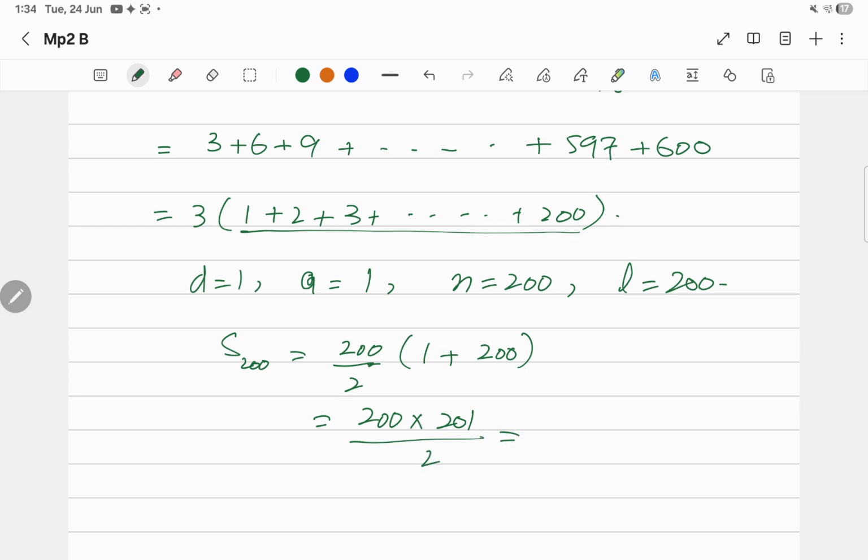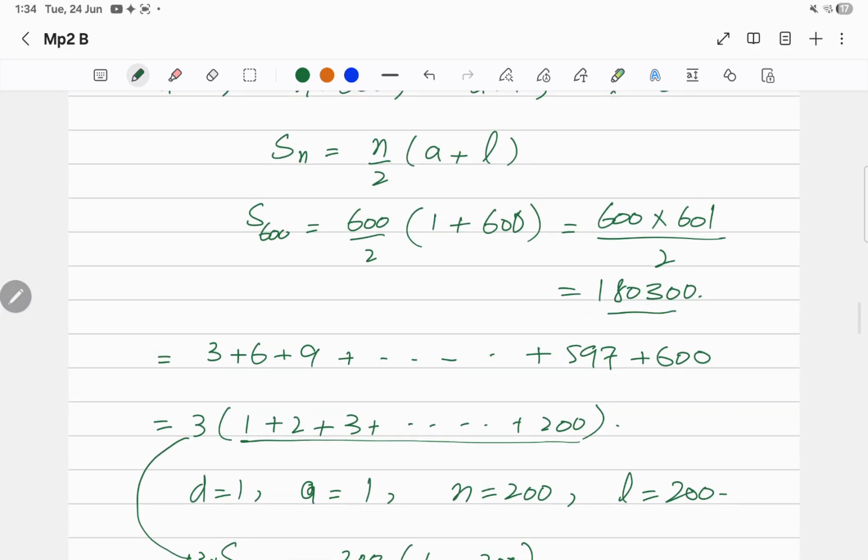So if you work out this on the calculator, we have 3 outside the bracket, so we should multiply by 3 to get the required sum. Yeah, so if you work this out on the calculator, it will be 60,300. Okay, so this is the sum of the first 600 terms of multiples of 3, and this is the total sum of the first 600 terms.